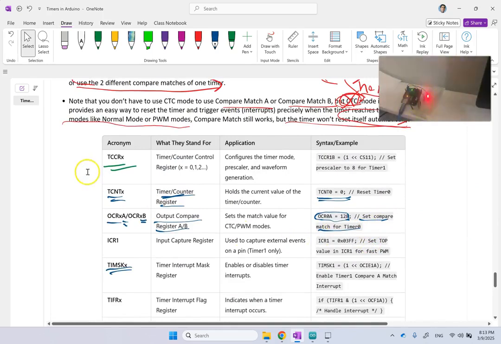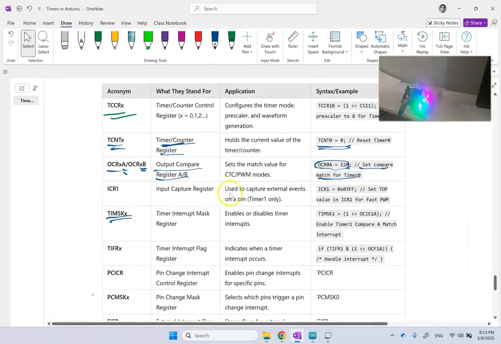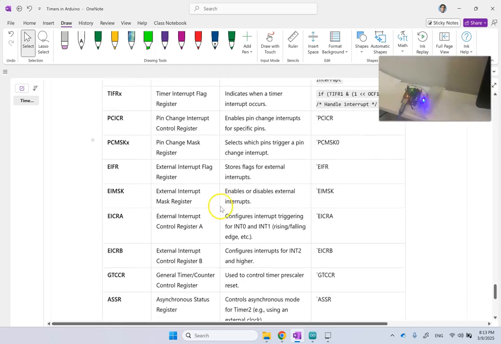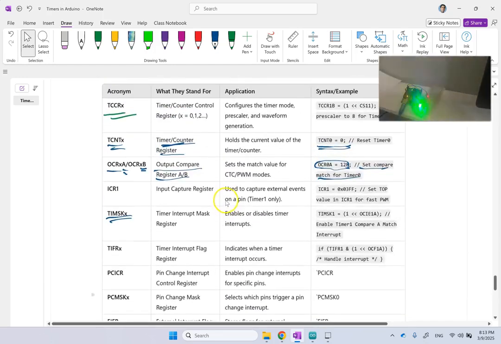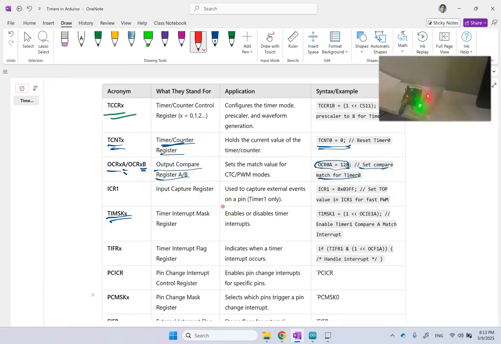Here are some other variables or acronyms that are available in Arduino timers, and I just want to mention them very briefly. One interesting one is ICR. This is one of the very interesting ones. It's called Input Capture Register. What is this? This one captures external events on a pin for timer 1 only. What does that mean?